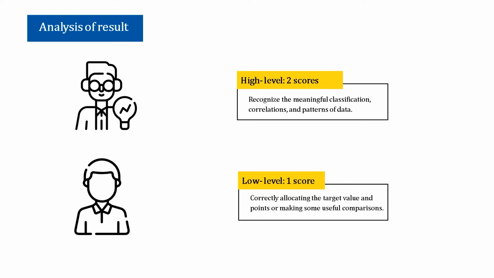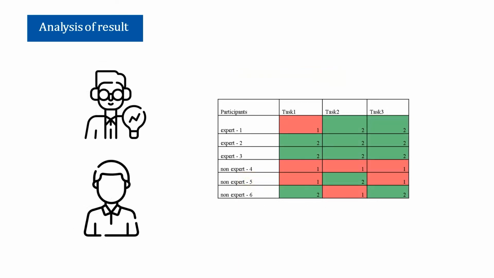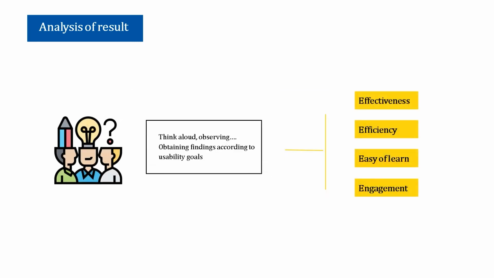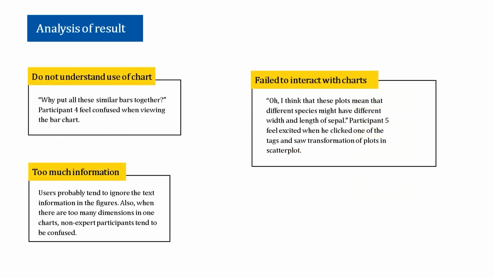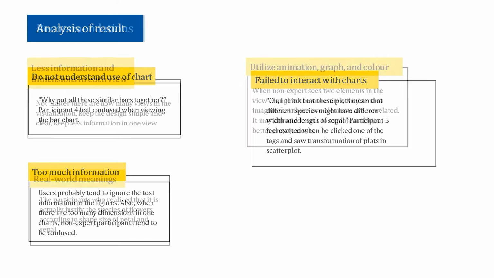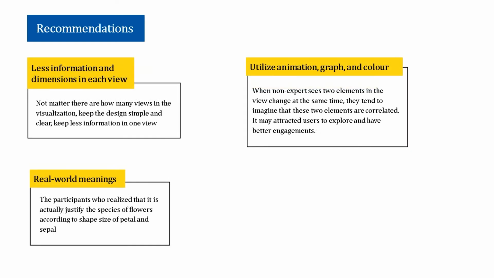The standard is used to give scores to participants and contribute to quantitative analysis. You can actually find that the expert group performed better than the non-expert group. Through the think-aloud method and observing users' behavior, it addresses users' pain points according to usability goals of effectiveness, efficiency, ease of learning, and engagement. There are 3 representative findings for non-expert experience: not understanding the use of charts, failing to interact with charts, and too much information. With respect to these findings, there are 3 main solutions.